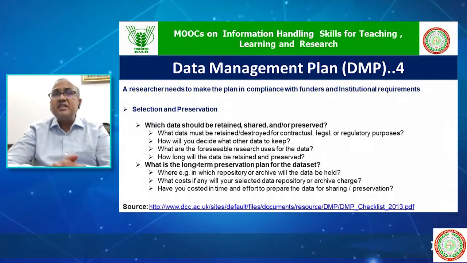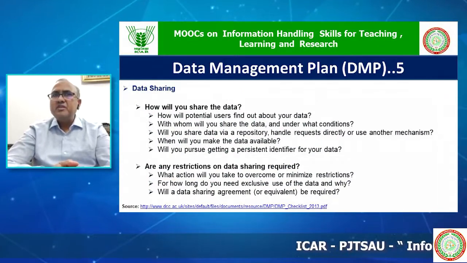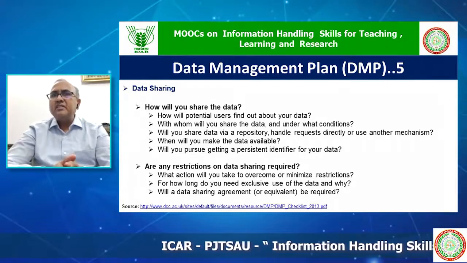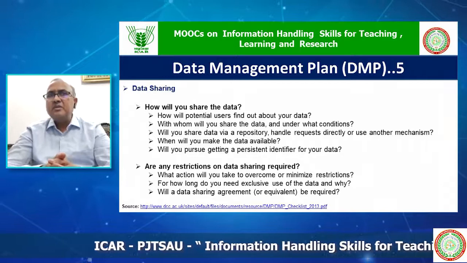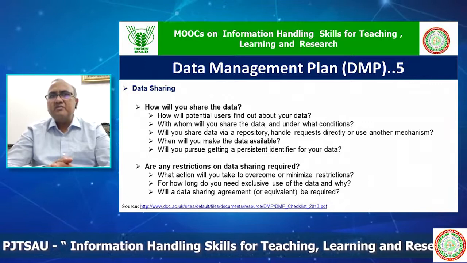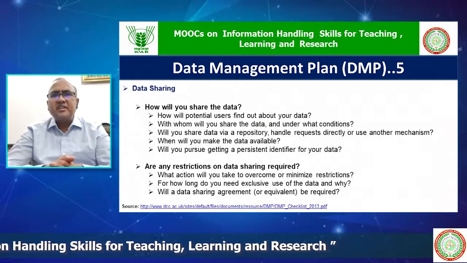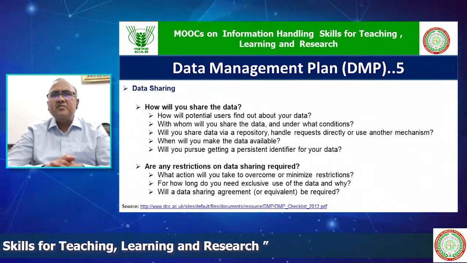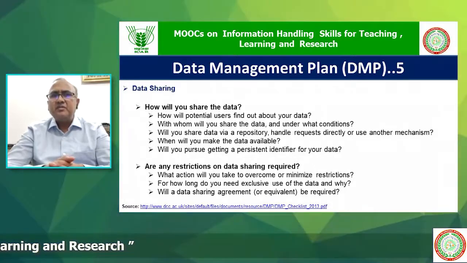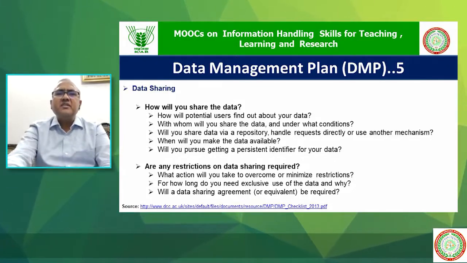How will you share the data? How will you give it to potential users? How will you promote it? With whom will you share the data? Under what conditions? Guidelines are to be prepared. And will you share data by repository or through any other mechanism? And when data is available, how are you ensuring a persistent identifier, since sites keep on changing, and any other restrictions, embargo period or any kind of undertaking. So all these restrictions need to be clearly defined in this data management planning.